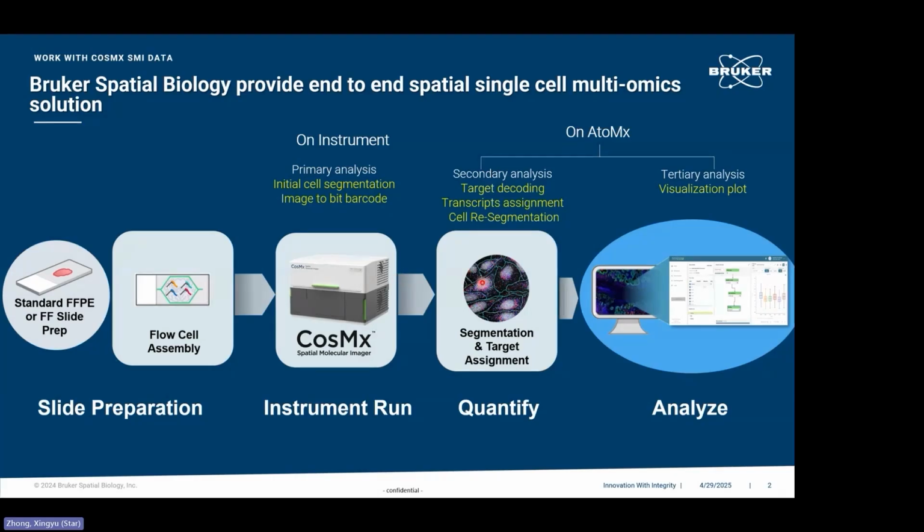In AtoMx, we will do the secondary data analysis, which is decoding the image barcode to the gene name or target name. In this step, we call it target decoding. Then after target decoding, we will assign these transcripts to the segmented cells. And if you find the cell segmentation is not optimal, you can do cell resegmentation.